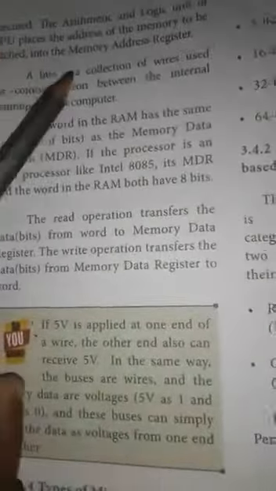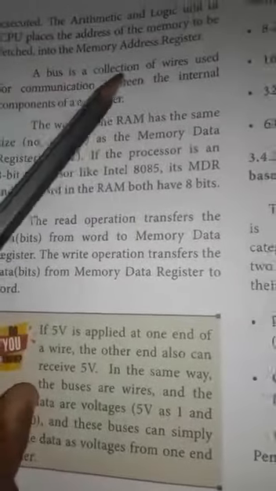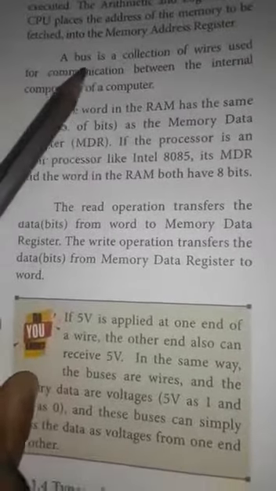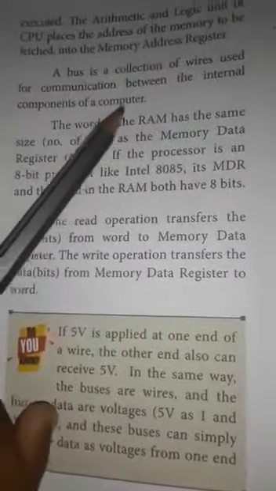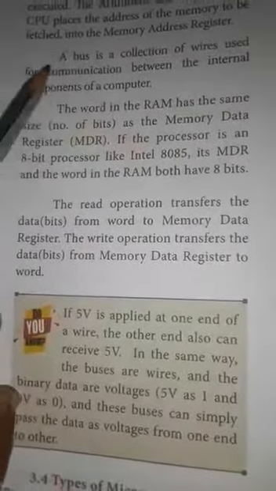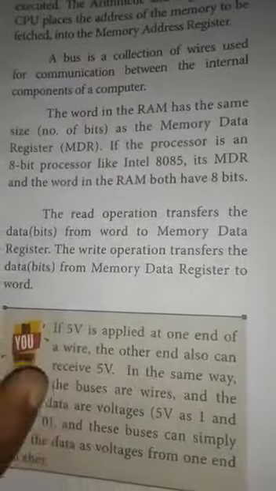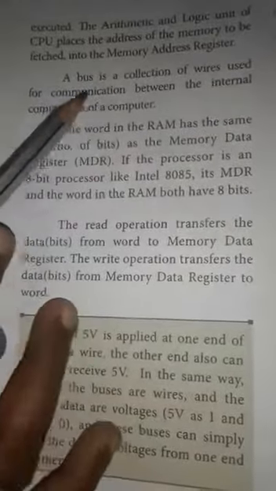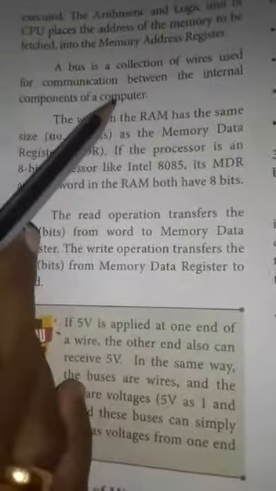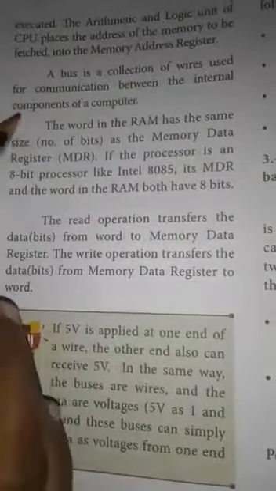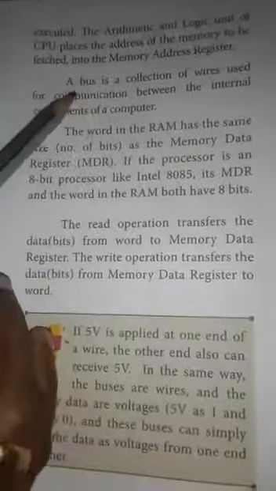Next, what is a bus? A bus is a collection of wires used for communication between the internal components of the computer. What is the use of a bus? Communication between the internal components of a computer. So this is known as a bus.